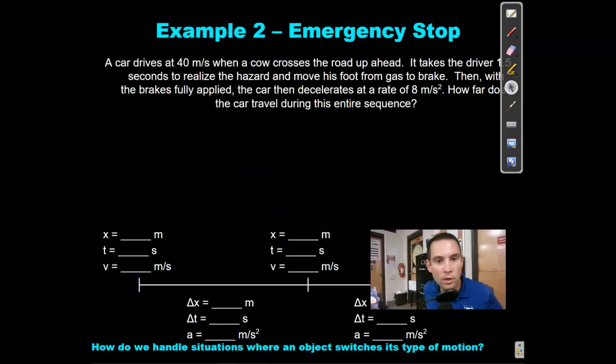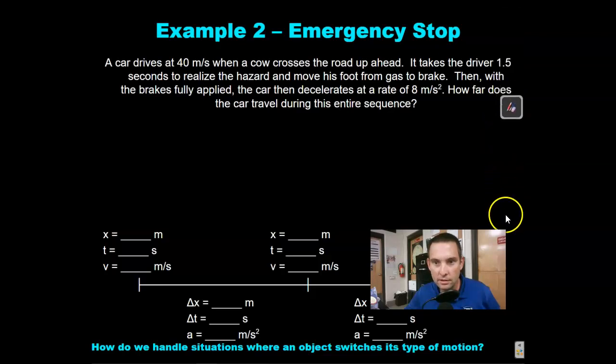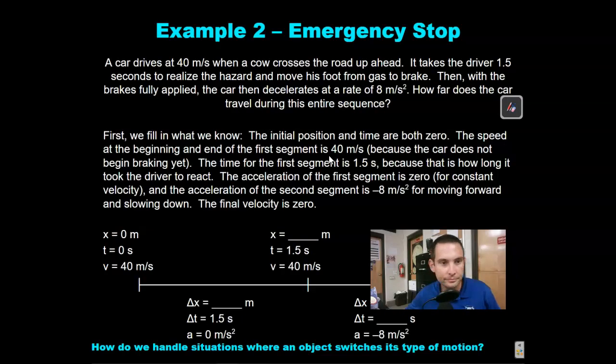A car drives 40 meters per second when a cow crosses the road up ahead. It takes the driver 1.5 seconds to realize the hazard and move his foot from gas to brake. Then, with the brakes fully applied, the car decelerates at a rate of 8 meters per second squared. How far does the car travel during this entire sequence?